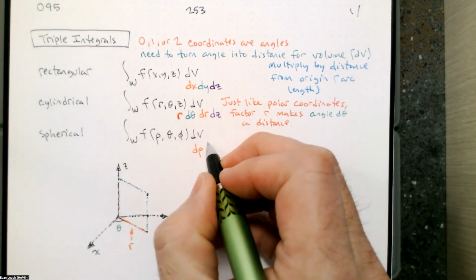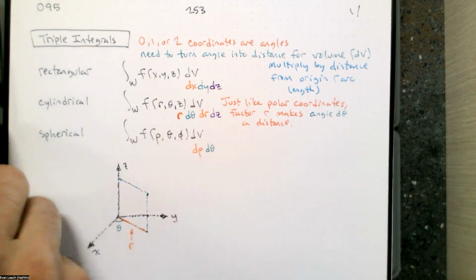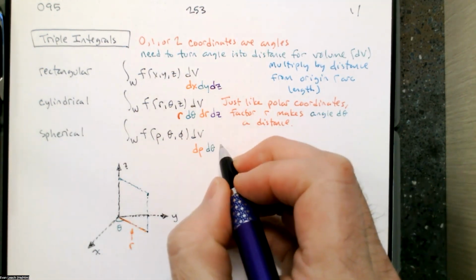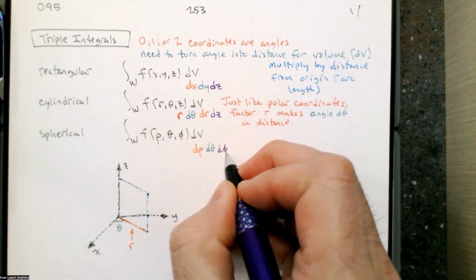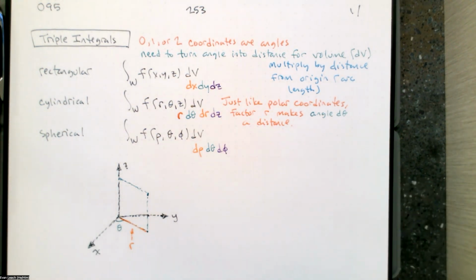But d theta is an angle, and d phi is also an angle. We have one distance and two angles. So I need additional factors to turn theta and phi into angles.